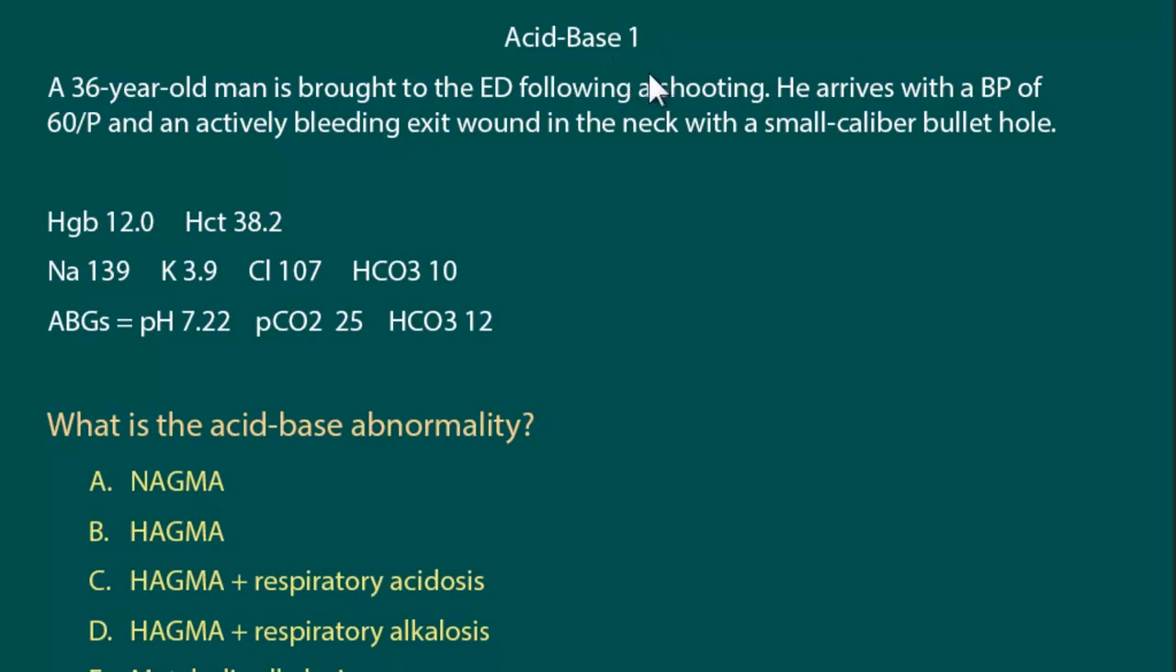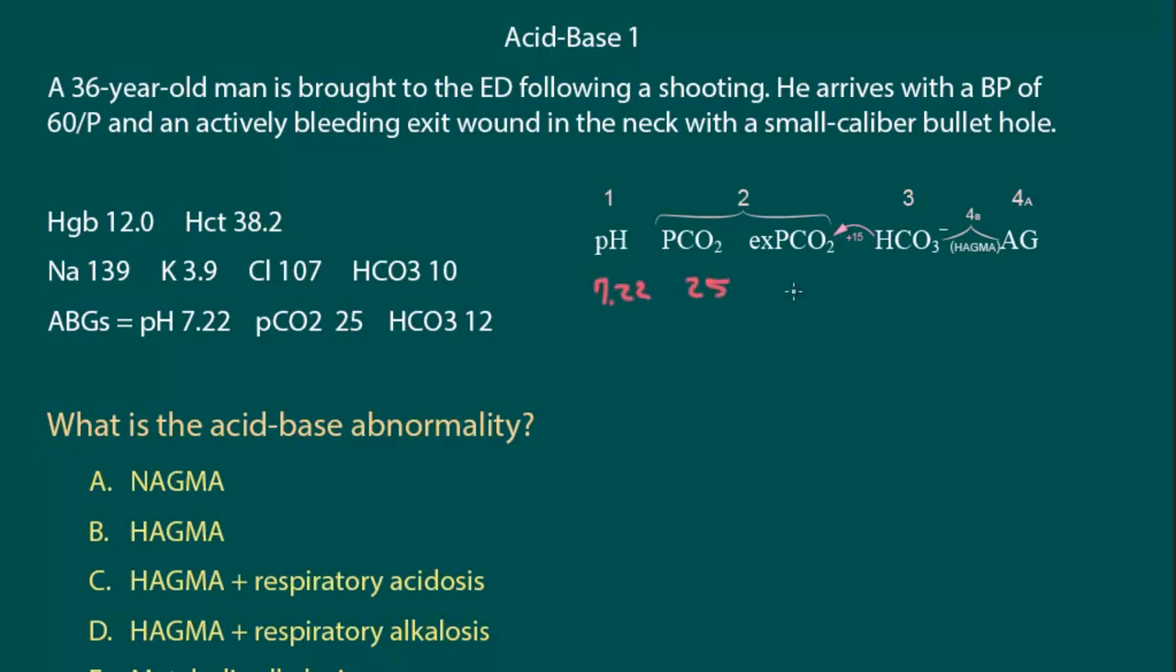Okay, question number 1. We have a 36-year-old man who's brought to the ED following a shooting. Arrives with a blood pressure 60 palpable, actively bleeding exit wound. Get right to the acid base. pH 7.22. We're writing this down in the same order every time. PCO2 25. Expected PCO2, leave blank. Bicarb 10. Anion gap. Now we go back and calculate. Expected PCO2 is 25. Anion gap is 139 minus 107 plus 10, 117.